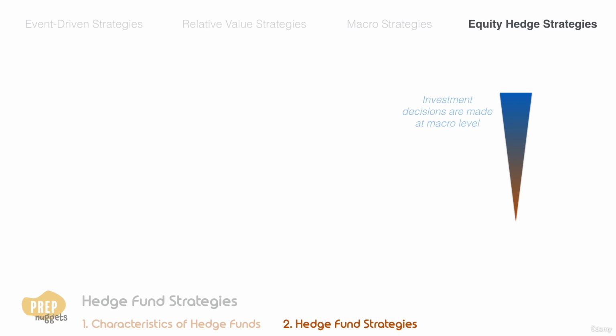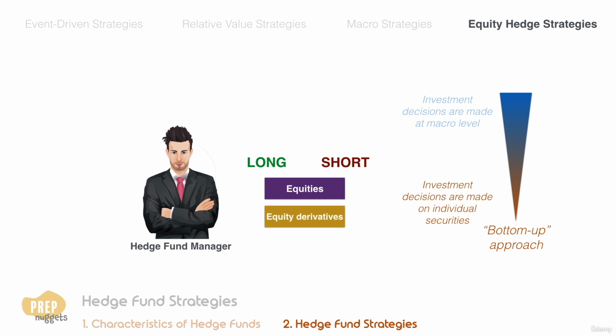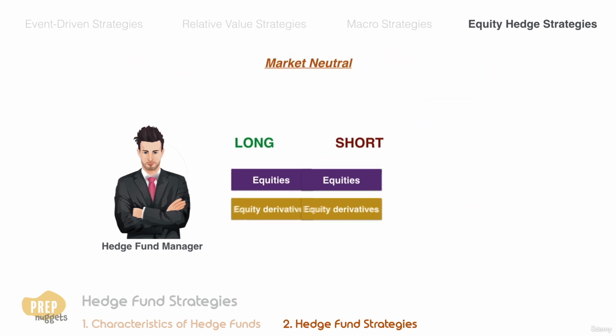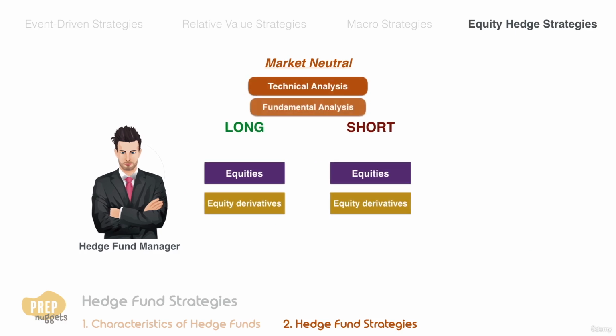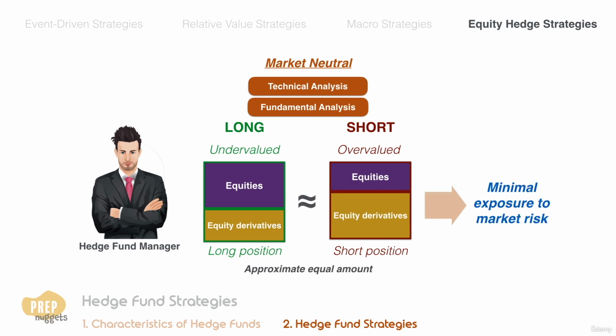Conversely, equity hedge strategies employ a bottom-up approach where investment decisions are made according to the views on individual securities. Hedge fund managers apply their views on individual companies through long or short positions in publicly traded equities and equity derivative securities. Examples of equity hedge strategies include market neutral, where technical or fundamental analysis is used to select undervalued equities to be held long and to select overvalued equities to be sold short. The long and short positions are taken in approximately equal amounts to profit from their relative price movements with minimal exposure to market risk.